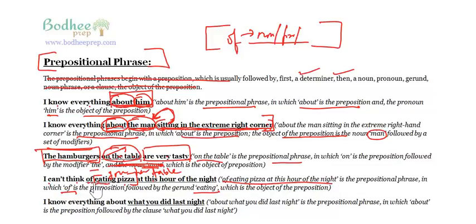So here we have of. What is the object of the preposition? Eating. Here we have on. What is the object of the preposition? Table. Here we have about. What is the object of the preposition?